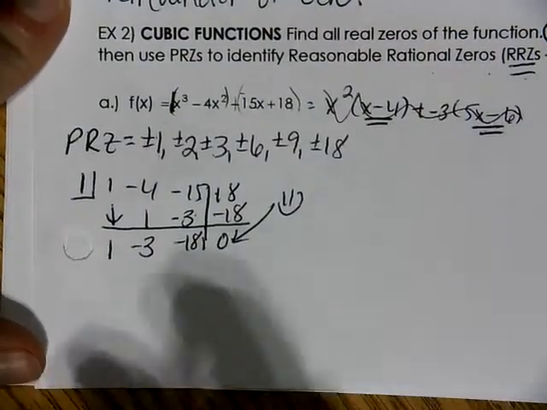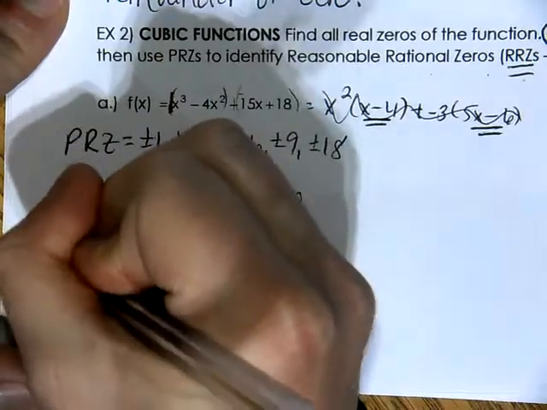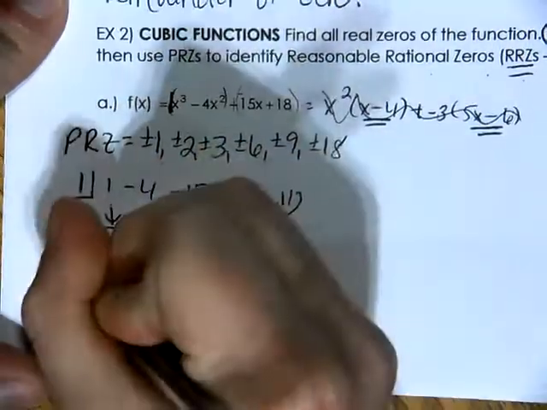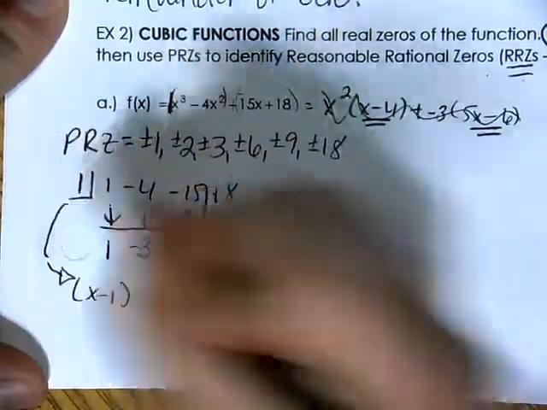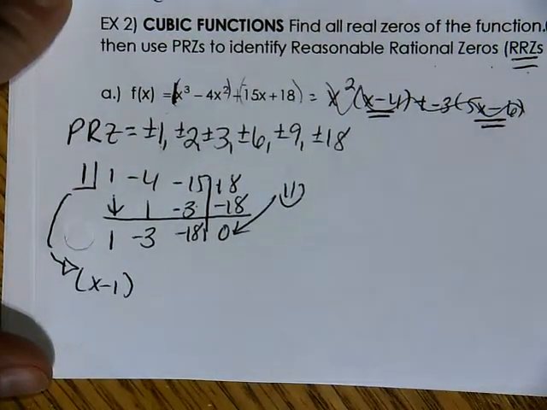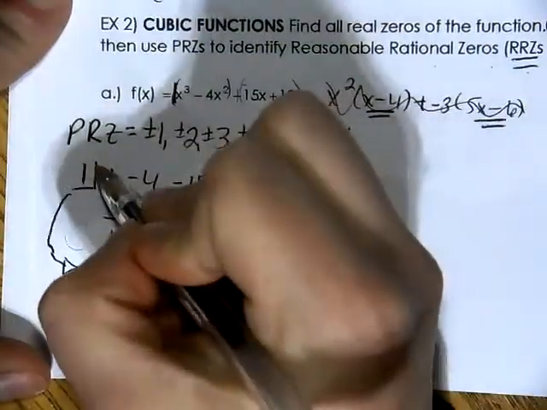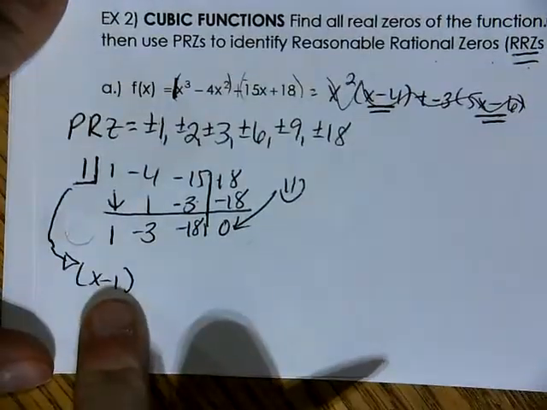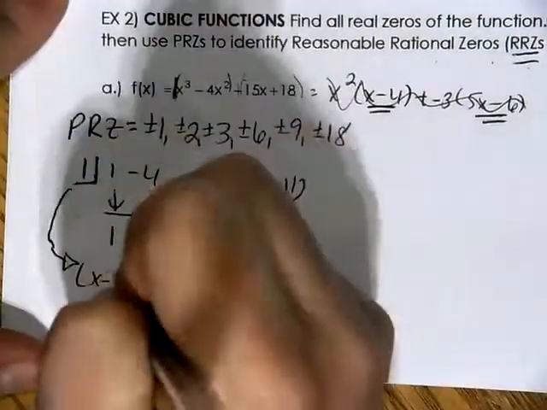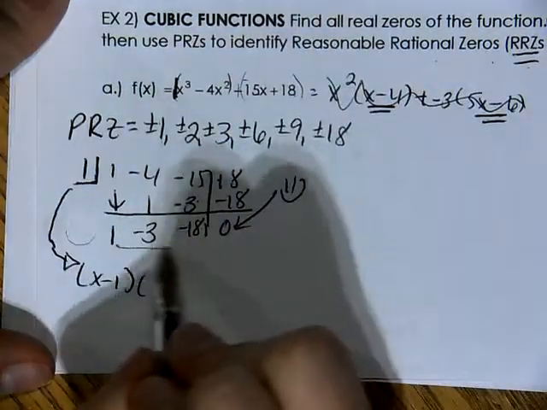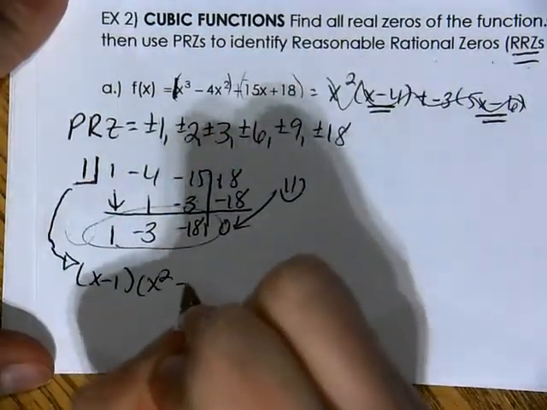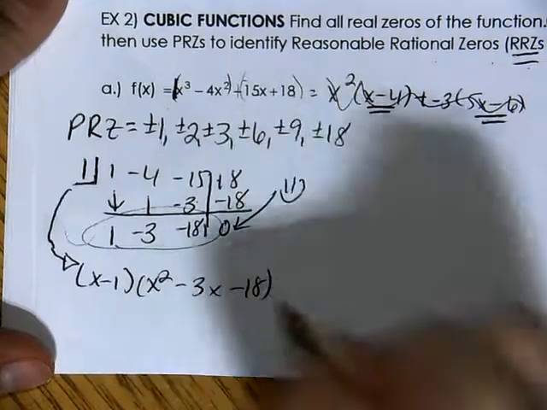So what happens next? Well, this 1, because we know it's a factor, we're going to rewrite it as an x minus 1, because we know that the x equals 1 would come from a parentheses of x minus 1, the opposite of what we see. And now I'm going to rewrite what's below the line as x squared minus 3x minus 18.